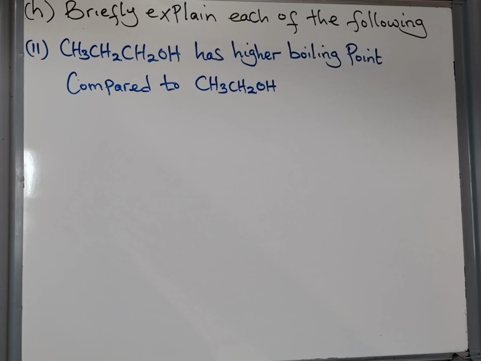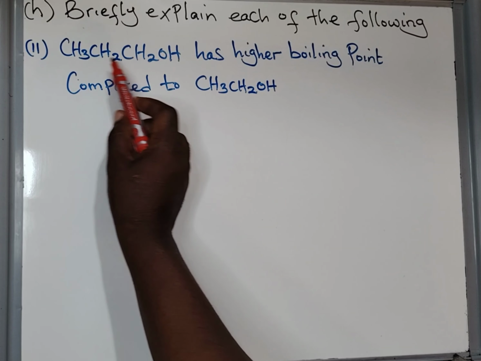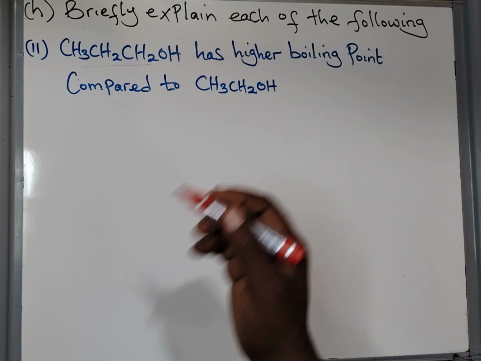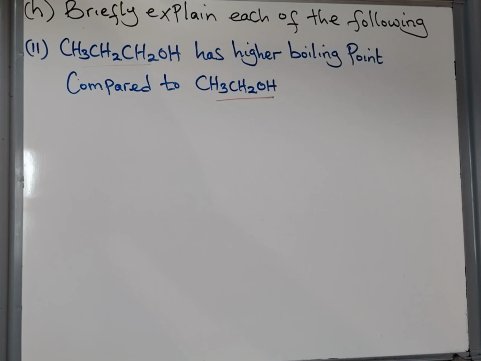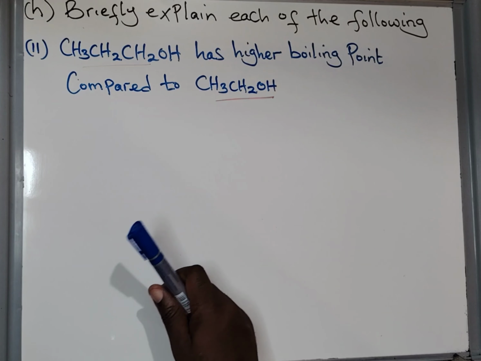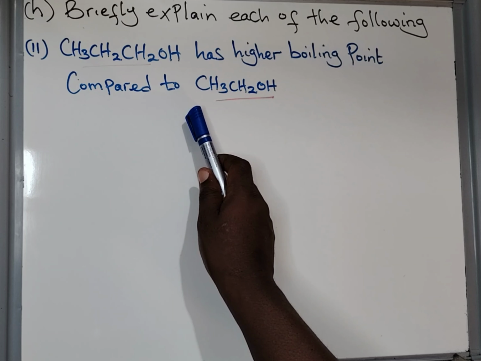So then comes this question. It says that this compound, propanol, has a higher boiling point compared to ethanol. Why? Okay, the explanation here is that propanol has a bigger surface area compared to ethanol.